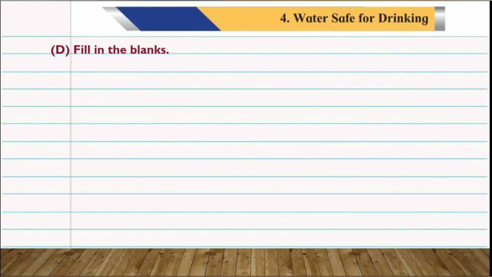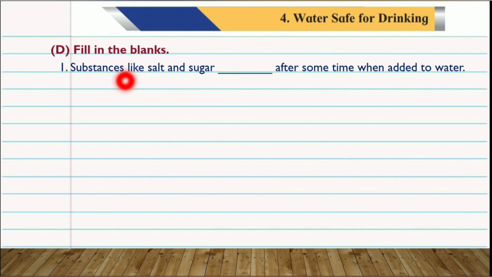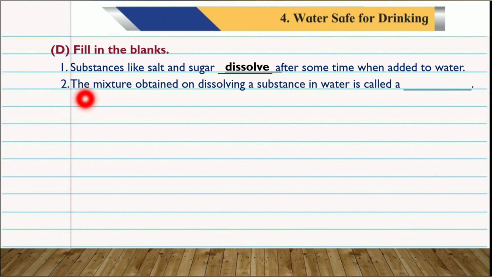Let's see now. Number 1, substances like salt and sugar dash after some time when added to water, and the answer is dissolve. Substances like salt and sugar dissolve after some time when added to water. Now next question. The mixture obtained on dissolving a substance in water is called a dash, and the answer is solution. The mixture obtained on dissolving a substance in water is called a solution. Next question. ORS is an example of dash solutions, and the answer is ORS is an example of useful solutions.